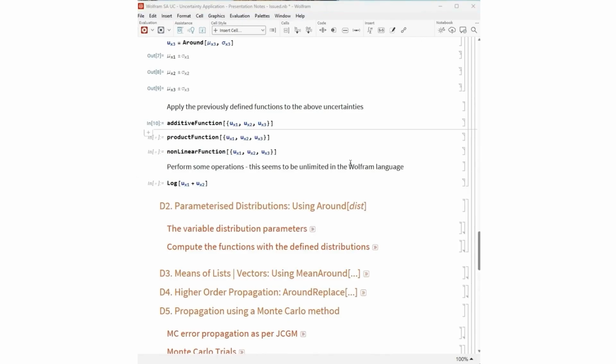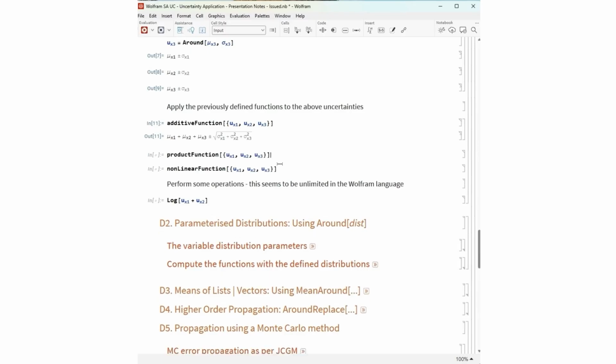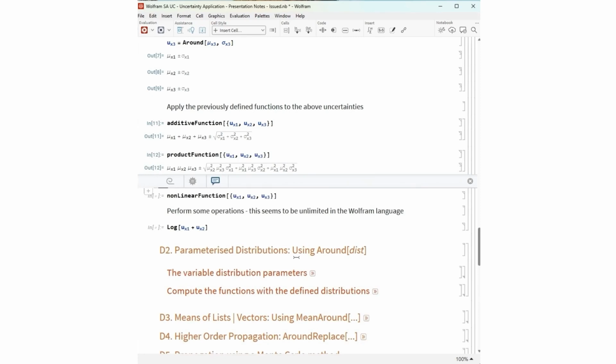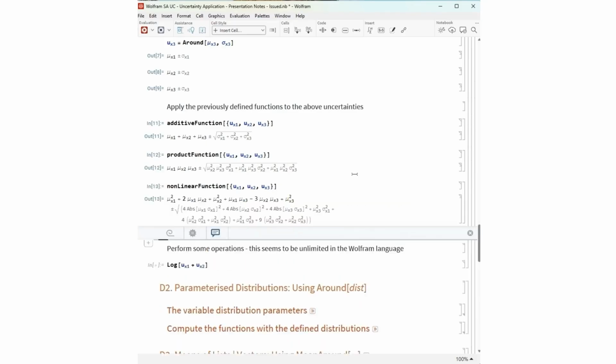Once you define these uncertain objects and insert them into the additive function, you get a symbolic representation of the addition of the means and quadrature combination of these uncertainties, for example, as such. If applied to the product function, you then get the uncertainties properly propagated symbolically, shown here. You could also apply the nonlinear function as before, and you get the symbolic uncertainties for that.